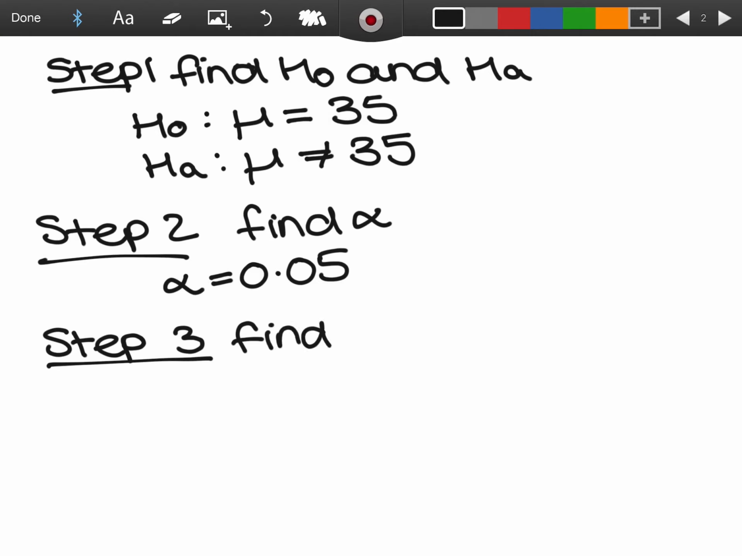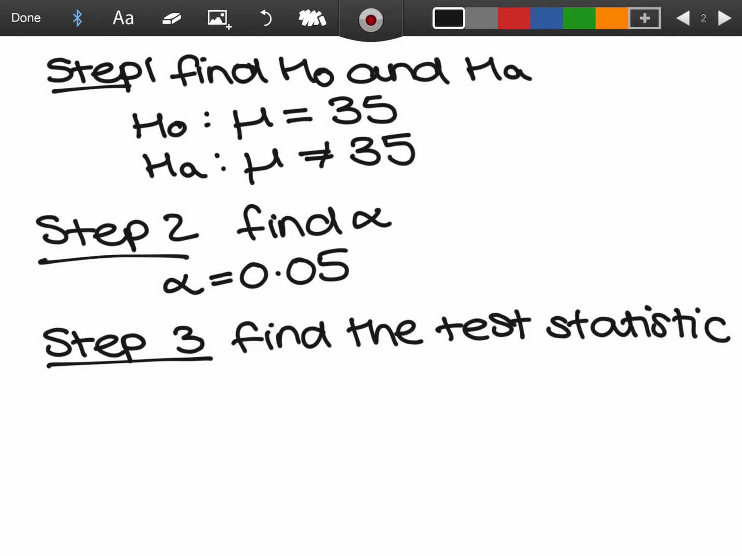Step 3 is to find the test statistic. Okay, so we want to find the test statistic. Now in this case, as I said, we have been given a sample standard deviation, not a population standard deviation. If they gave you a population standard deviation, you're going to use a z-value. If they give you a sample standard deviation, you use this t-value. So we know that we have a sample standard deviation.